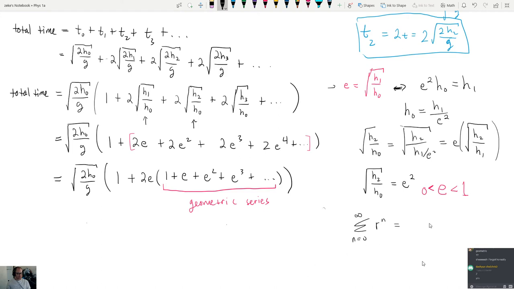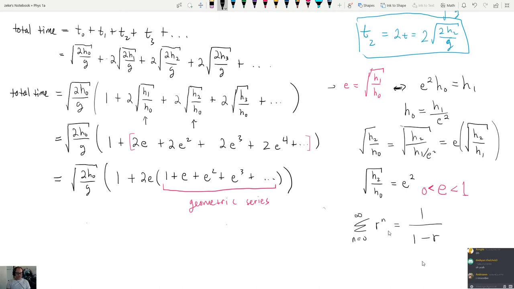You don't remember? It's 1 over something. So you remember what this goes in the denominator? I'm going to give you one more second. It's 1 minus r. Like this. The sum of, I don't know if you'll remember that or not, but yeah. Okay, so that's what that's equal to.